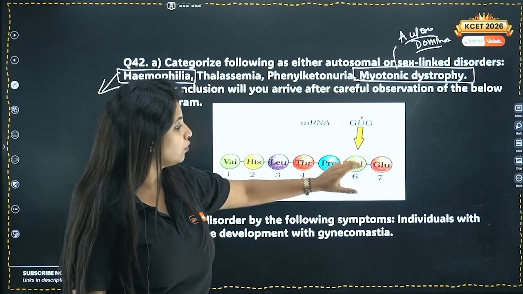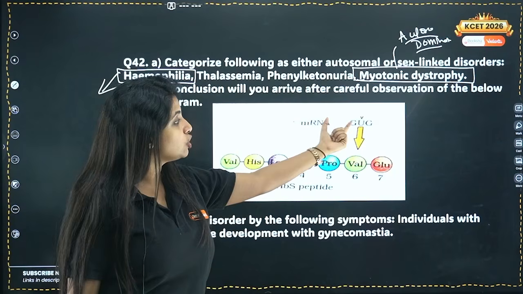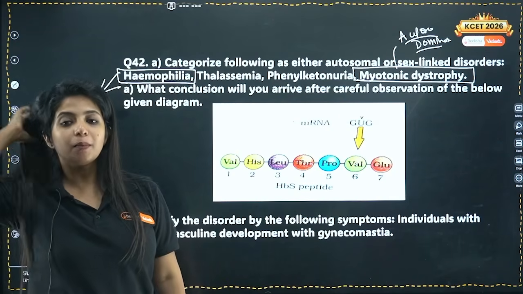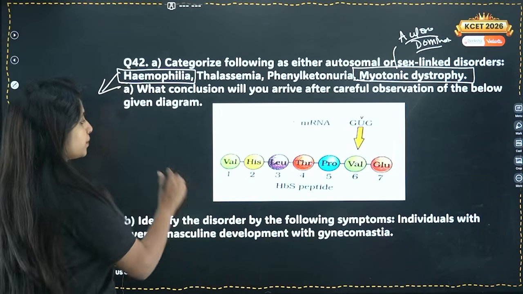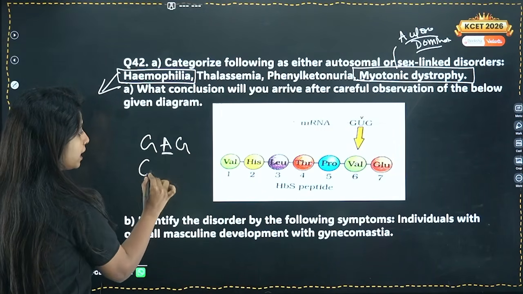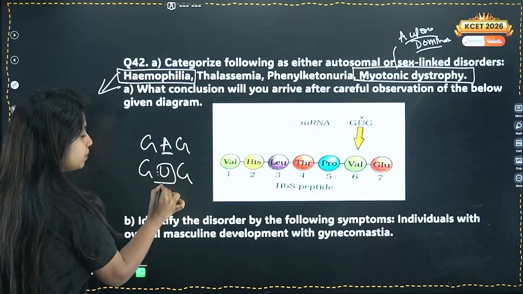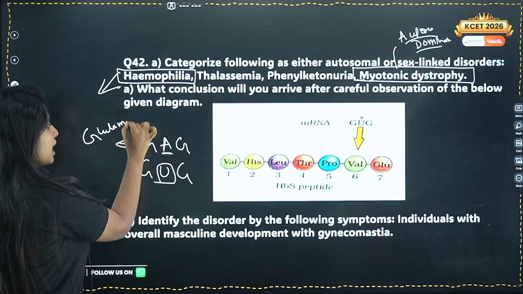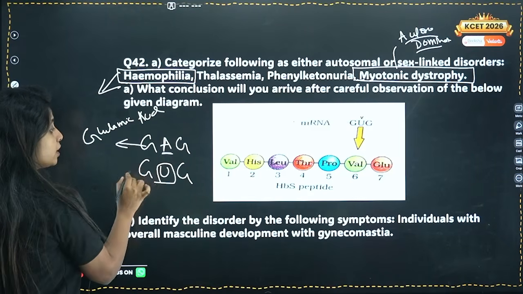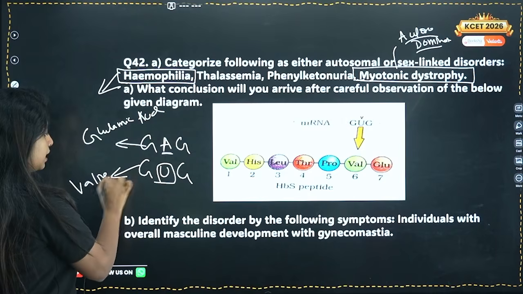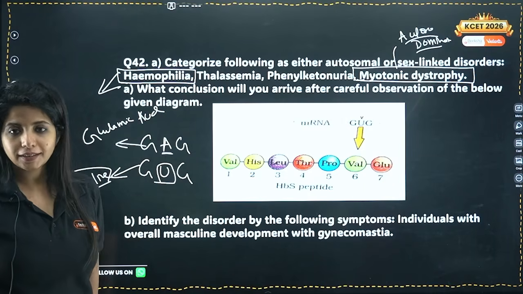Now, what conclusions will you arrive at after careful observation of the diagram given below? At the sixth position, you see GUG, and GUG codes for valine. What does it show? Basically, substitution. Initially it was GAG, but the A was replaced by U. GAG codes for glutamic acid, but over here, it is coding for valine.